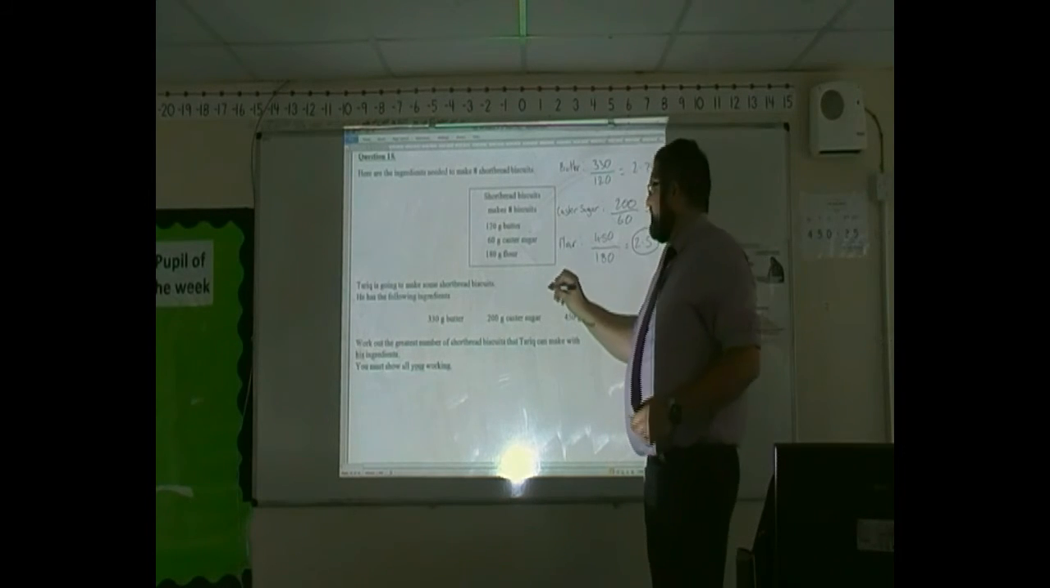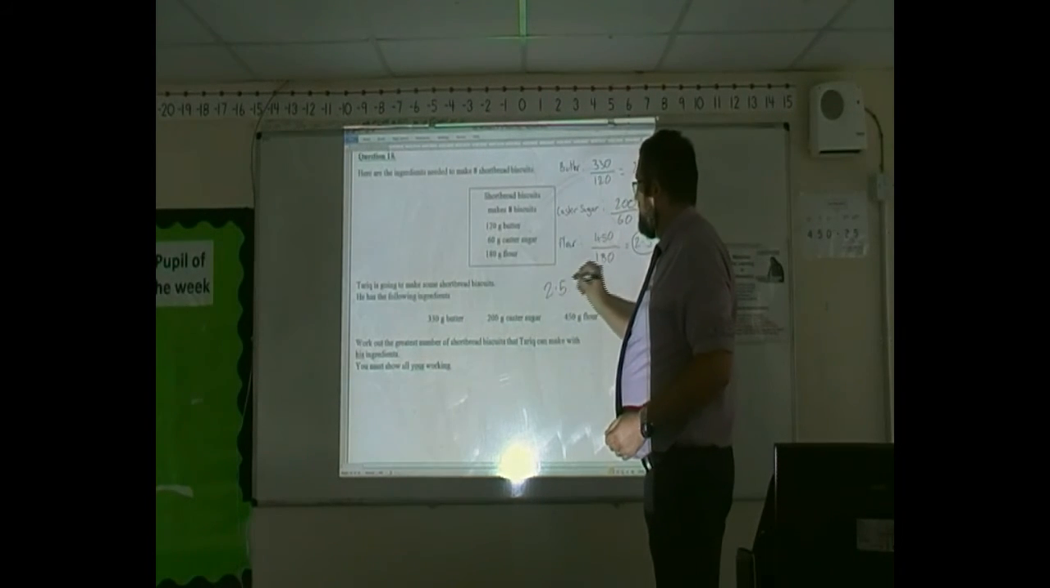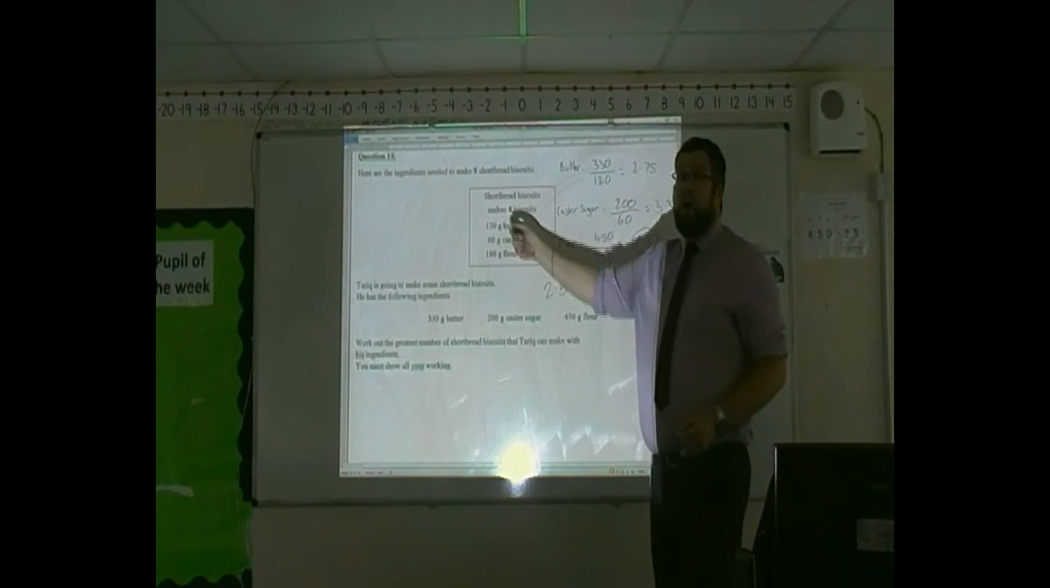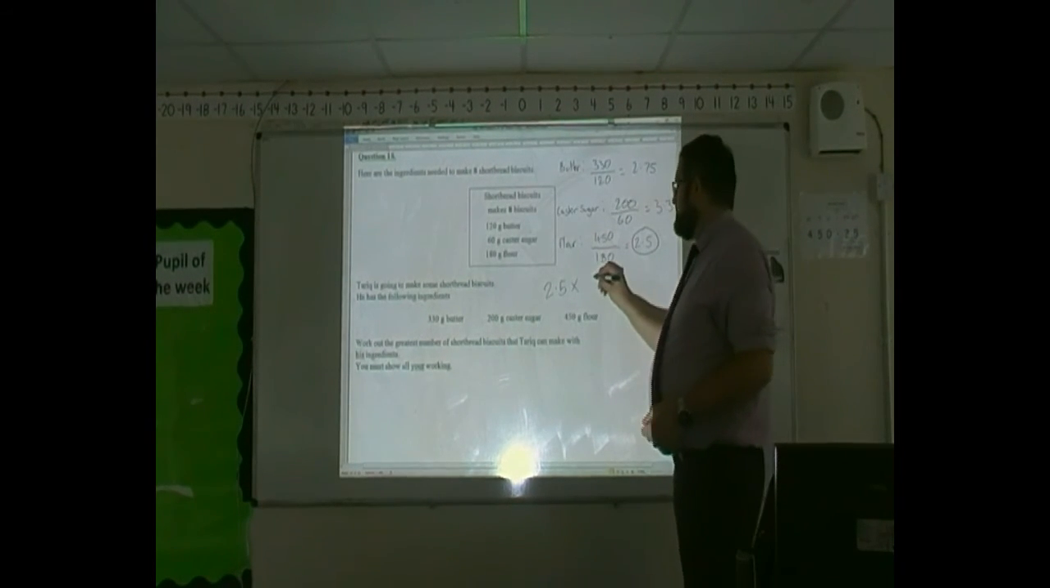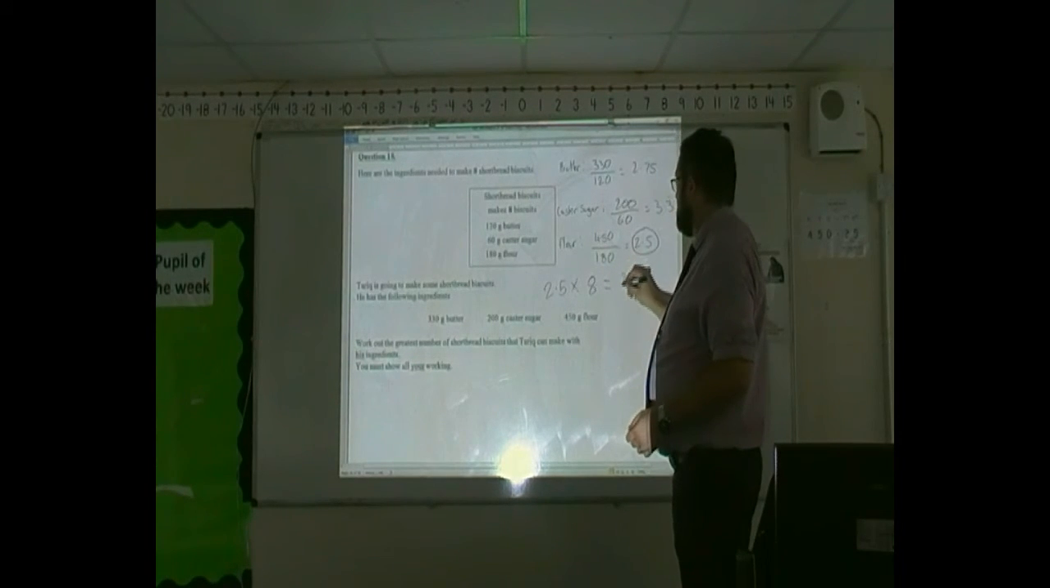So we're going to take that 2.5 and times that by our 8 biscuits, because that's what the recipe is for. 2.5 times by 8 gives us 20 biscuits.